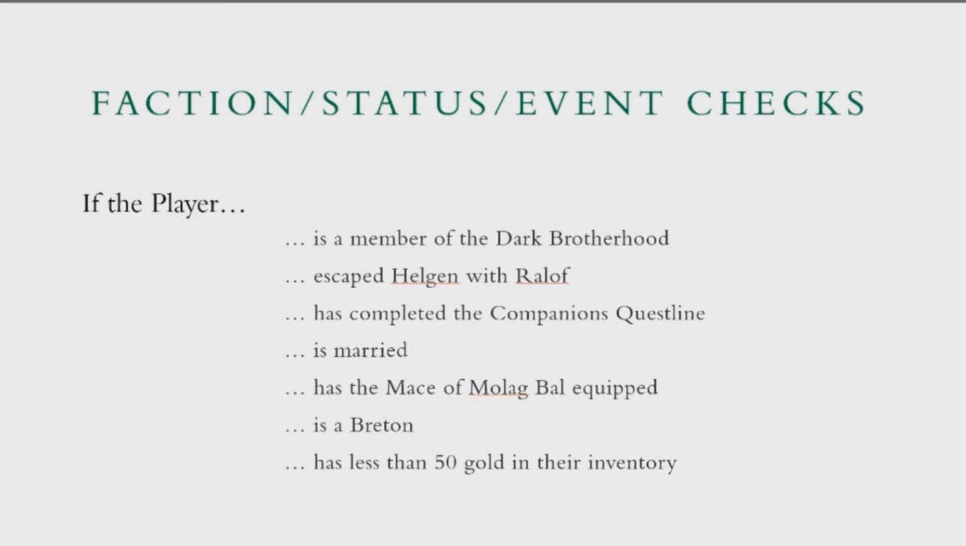Notice that your options here for faction status event checks can be something as fundamental as your race, being a Breton, being a high elf, but it can also be something as small as having certain equipment equipped, or what you decided to do a long time ago with escaping Helgen. Who did you decide to go with? Anything that is related to an event that you have experienced, a status like race or being married, or a faction you have joined, can be turned into a faction status event check.